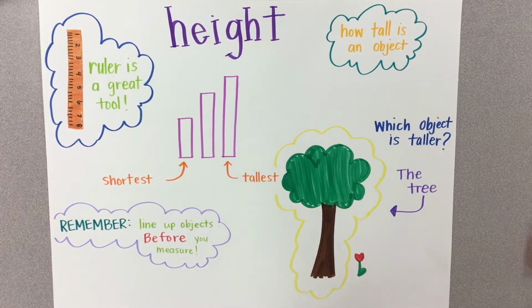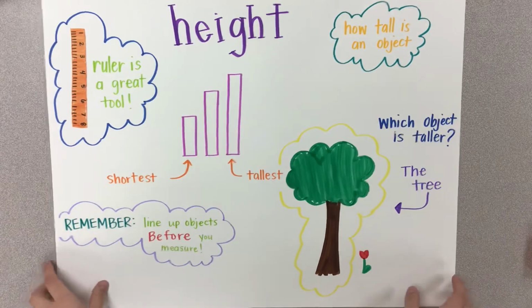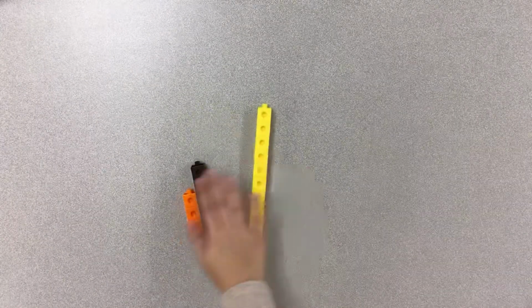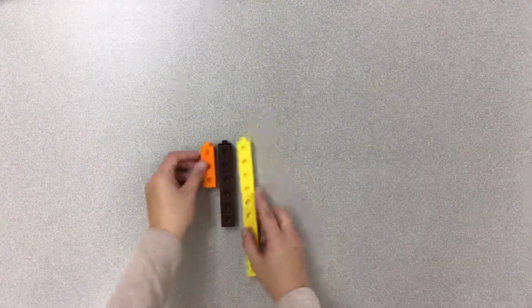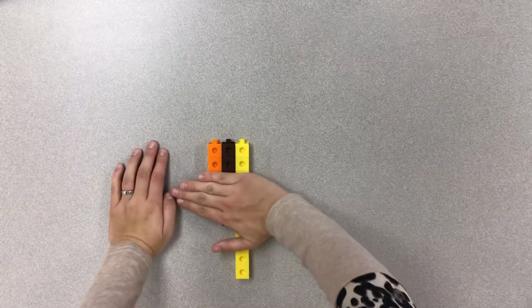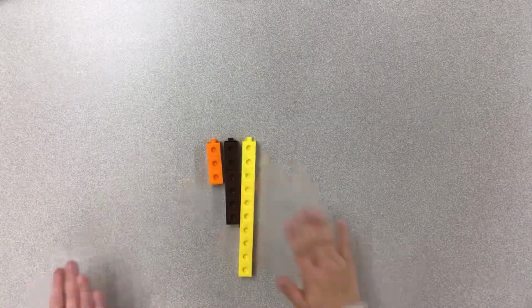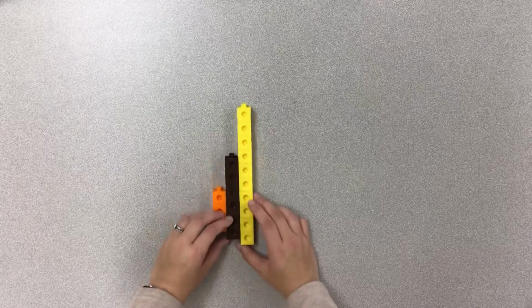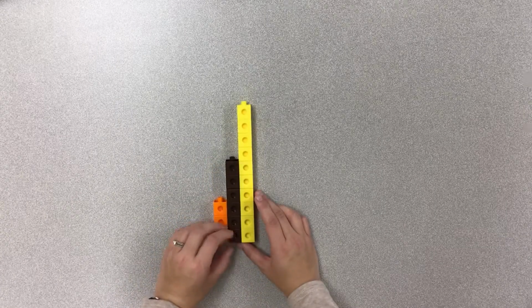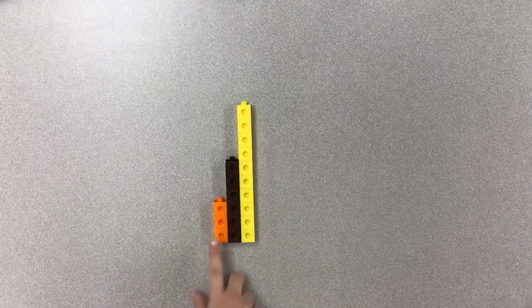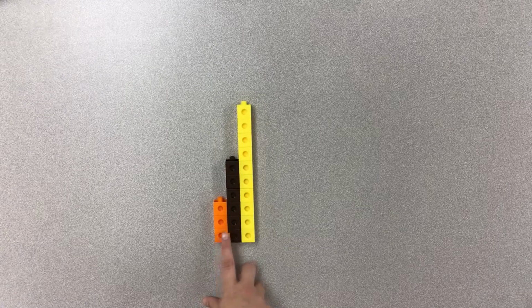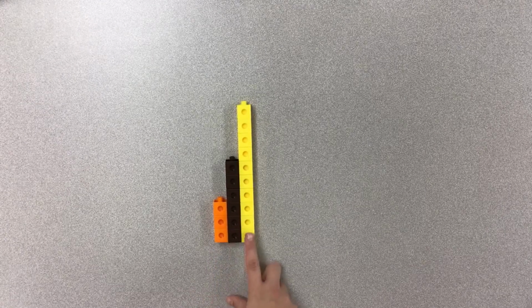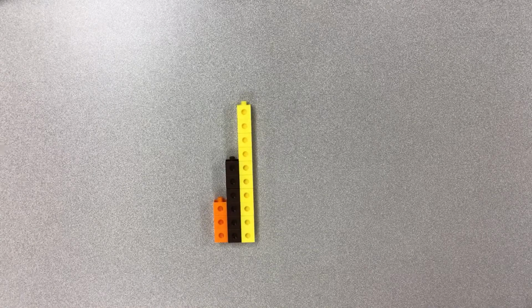One thing that we have to be sure of when we are measuring height is that we have to line up our objects before we measure. So I'm going to move my sign here and we're going to go back to our 3 things. If I line them up like this, it kind of looks like they're all the same height, but that's not the truth. I got to line them up from the bottom, and I can see that I have the shortest, a middle, and a tallest tower.